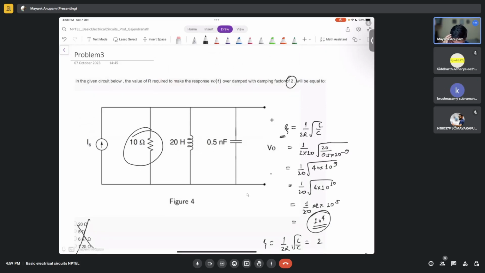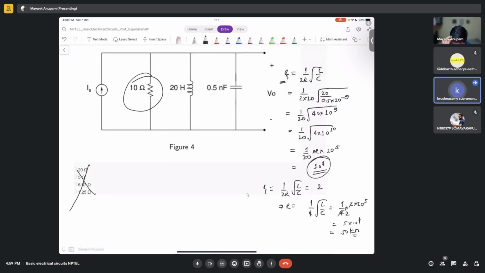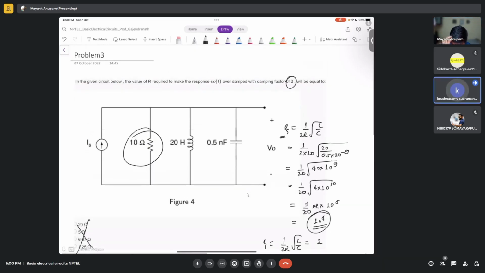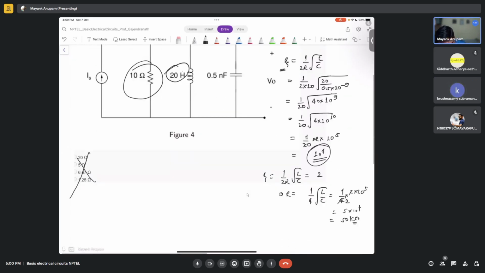Something is wrong here. If the inductor is in micro, then only you can get a very small value. The inductor value is actually not correct. Something is wrong with the question. So this option is actually not correct. Okay, so ignore these options here. The correct answer is this only.